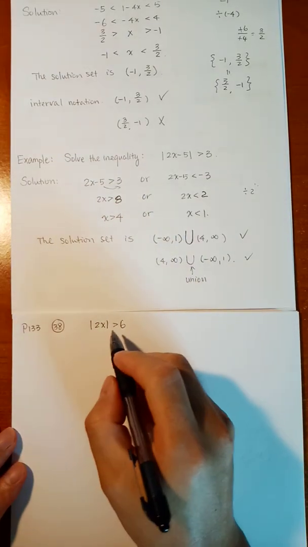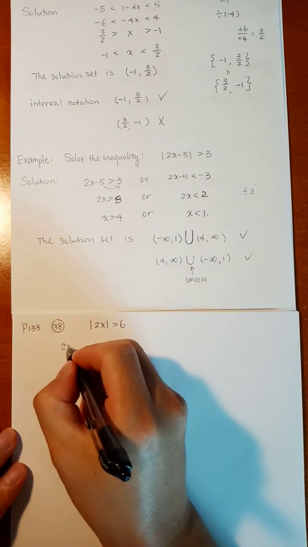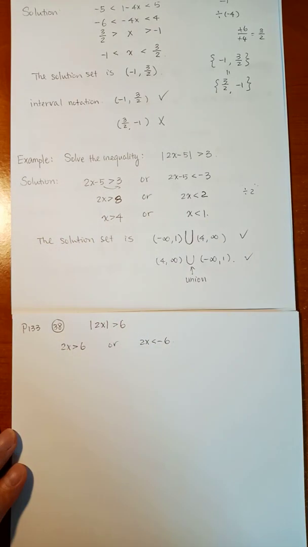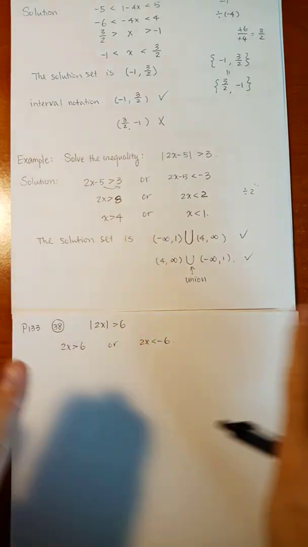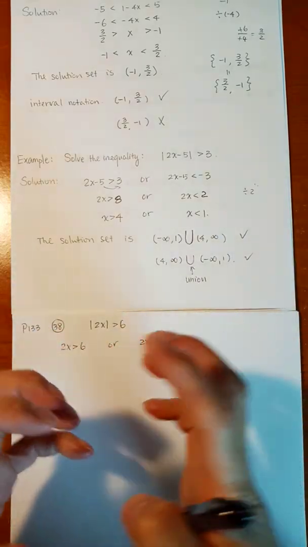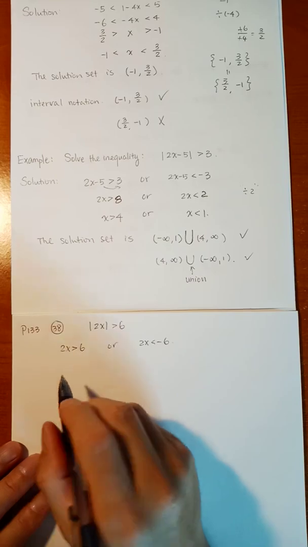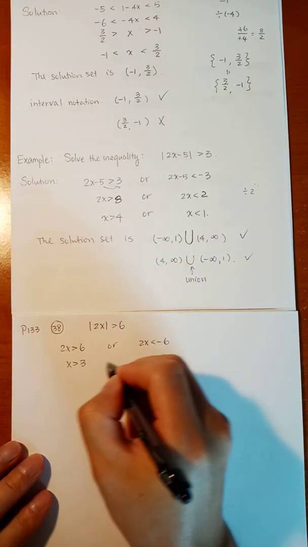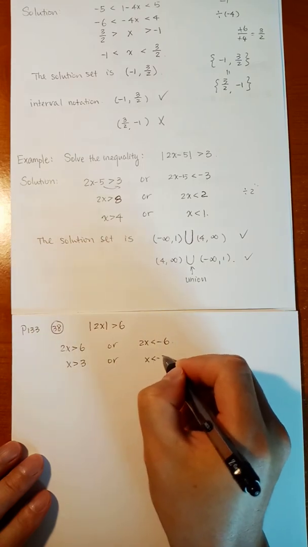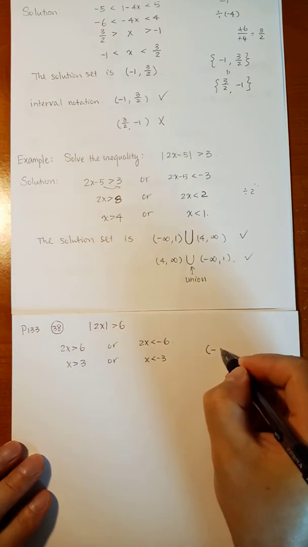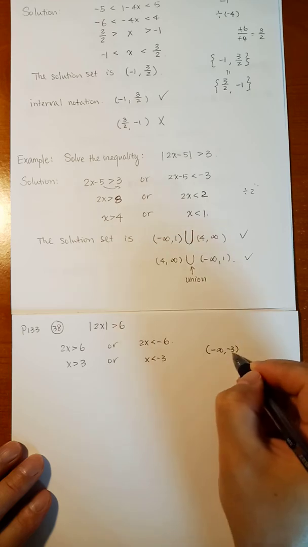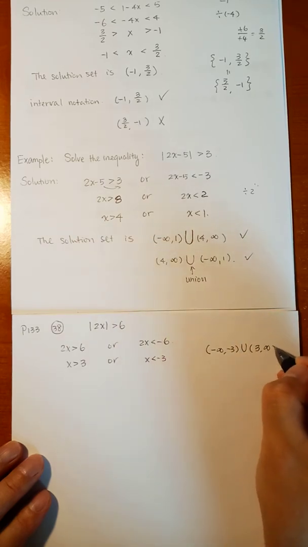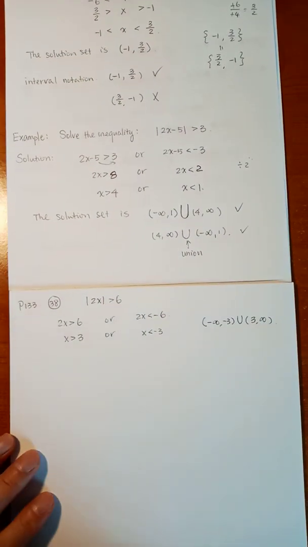Okay, simple. So either 2x is greater than 6 or 2x is less than negative 6. Greater than is two parts, less than is the middle part, combined. Then divide the inequality by 2, you will get x is greater than 3 or x is less than negative 3. So less than negative 3 is negative infinity to negative 3, union greater than 3, 3 to positive infinity. Right?